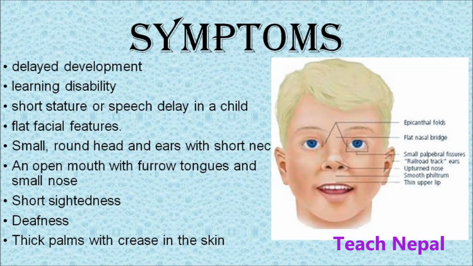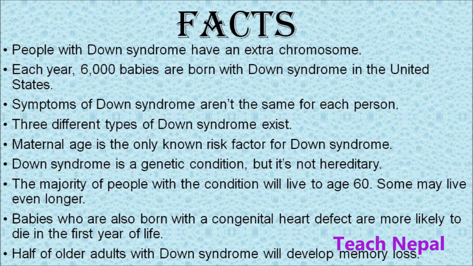The symptoms of Down syndrome are delayed development. The development rate is slow and learning disability is found. There is a flat facial structure, short-sightedness, deafness, thickening of the palm, etc. There are some facts given in the picture. People with Down syndrome have an extra copy of a chromosome, and each year 6,000 babies are born with Down syndrome in the United States. There are 3 different types of Down syndrome in the world, and half of the older adults with Down syndrome will develop memory loss. These types of characteristics are seen there.